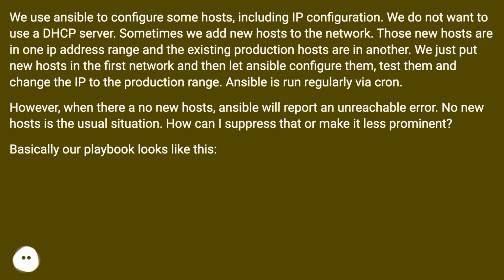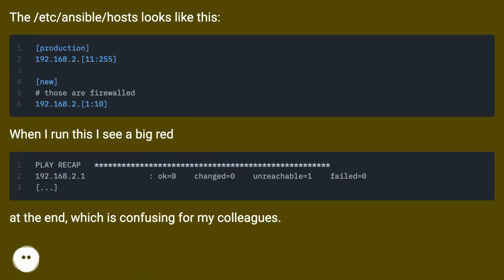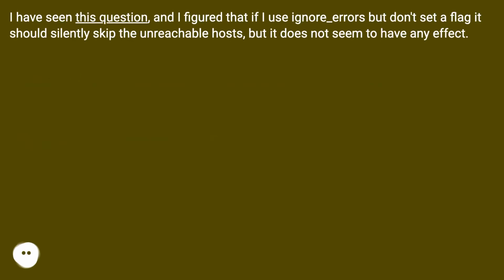Basically, our playbook looks like this. The /etc/ansible/hosts looks like this. When I run this, I see a big red error at the end, which is confusing for my colleagues. I have seen this question, and I figured that if I use ignore_errors but don't set a flag, it should silently skip the unreachable hosts, but it does not seem to have any effect.